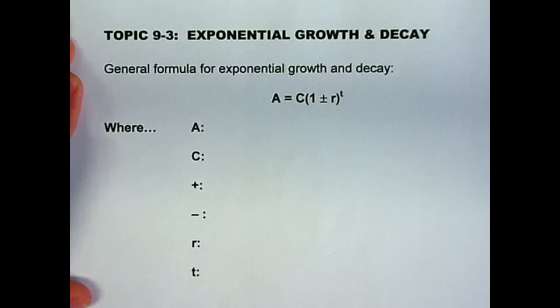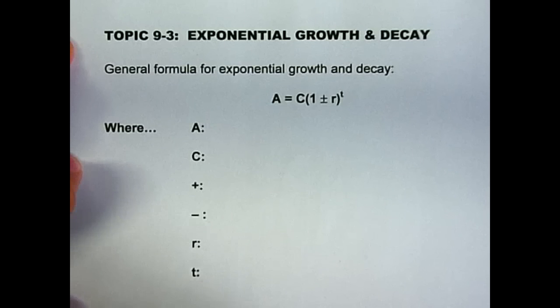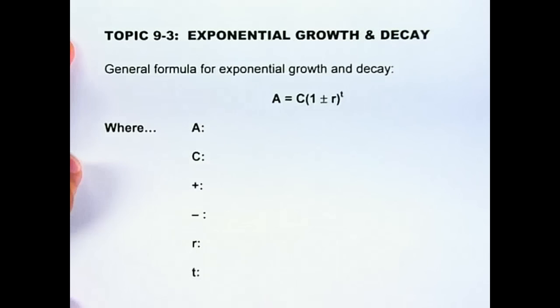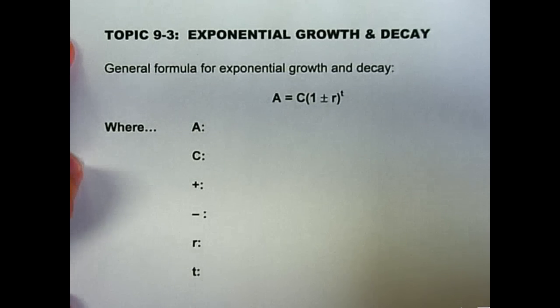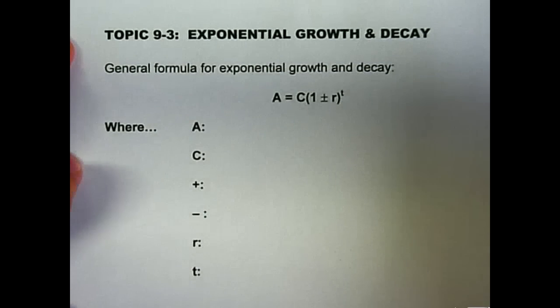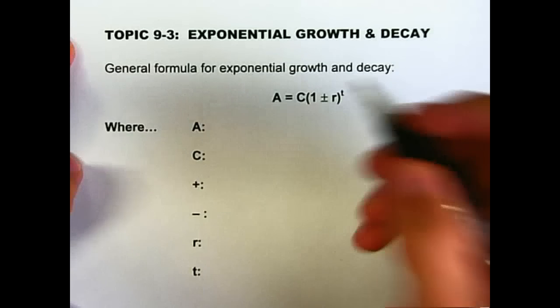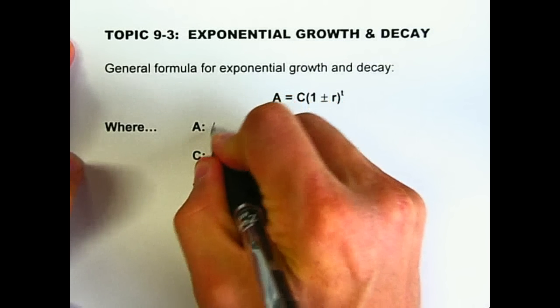Okay, so our topic for today is exponential growth and decay. And here's the general formula for it. And we just want to take a look and see what each of these variables in our formula means. So this first amount is the final amount that we want to find.